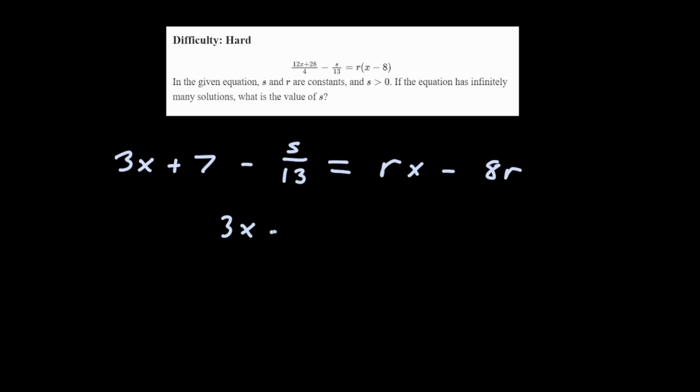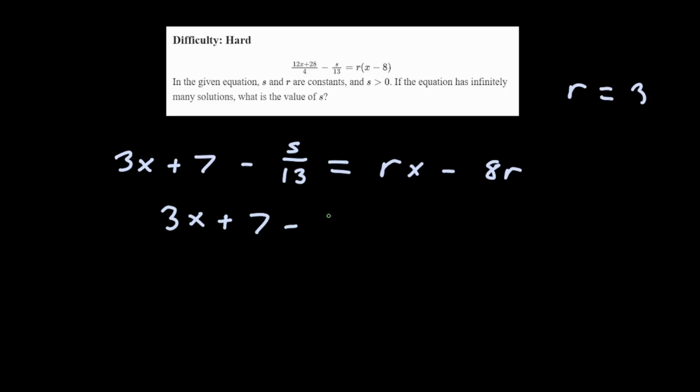So let's simplify our equation first to get 3x plus 7 minus s over 13 equals rx minus 8r. So for the slope to be equal, the terms that have an x in them have to be equal. So we know that 3x must equal rx, so therefore r equals 3. So let's put that to the side, r equals 3, and plug it in.